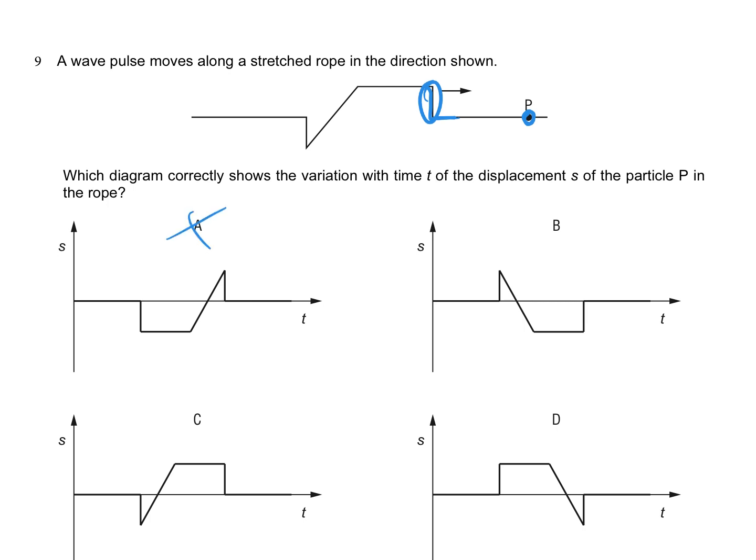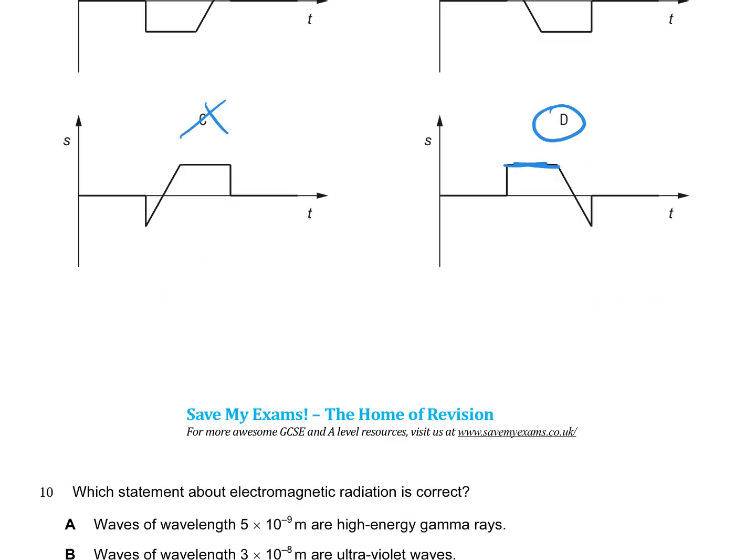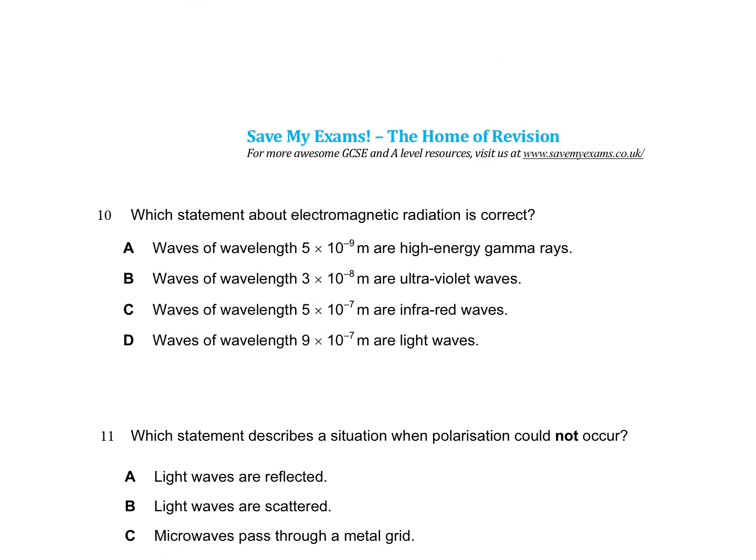So these two are gone. Then it's going to stay at a constant height. So constant displacement, so we expect it to stay constant distance away from the equilibrium position. Then it's going to drop down and return up, so it's this one here, D. You either know this one or you don't. If you don't, just learn your wavelengths. The answer for this one, 10, is B.